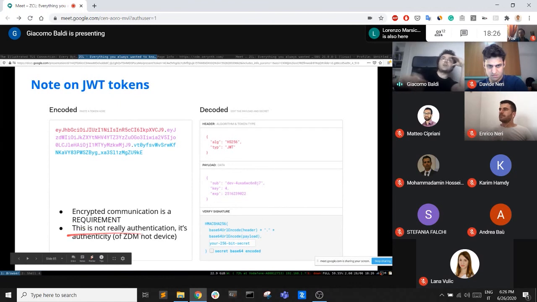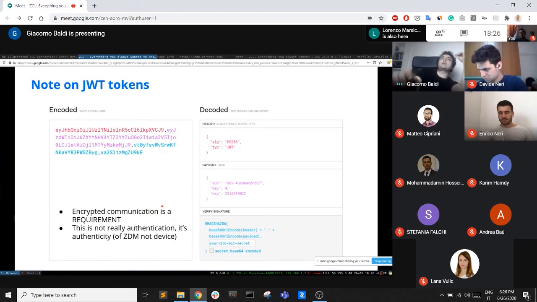Also, this is not authentication, guys. This is not authentication. This is authenticity. Digital signatures, both symmetric and asymmetric, are a way for authenticity and integrity. It means that this is not tampered with, and this part can only be created by someone knowing some secret key, but created, not communicated.